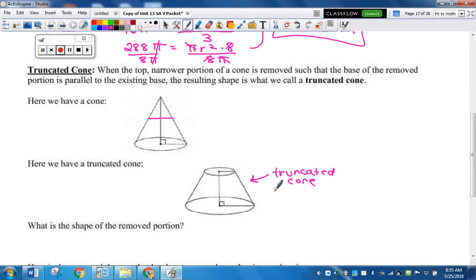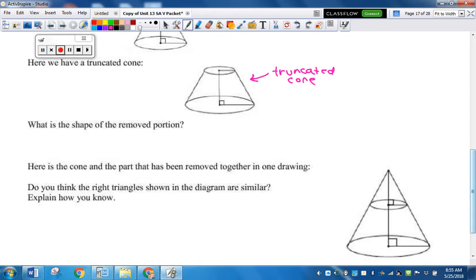Okay, so understanding what's going on there. What is the shape of the removed portion? Well, we just said that. The shape of the removed portion, the piece that we got rid of to form the truncated cone, is a cone. Okay? So, here's the original cone right here. And then this top piece is the part that we are removing, leaving the bottom, which is your truncated cone.